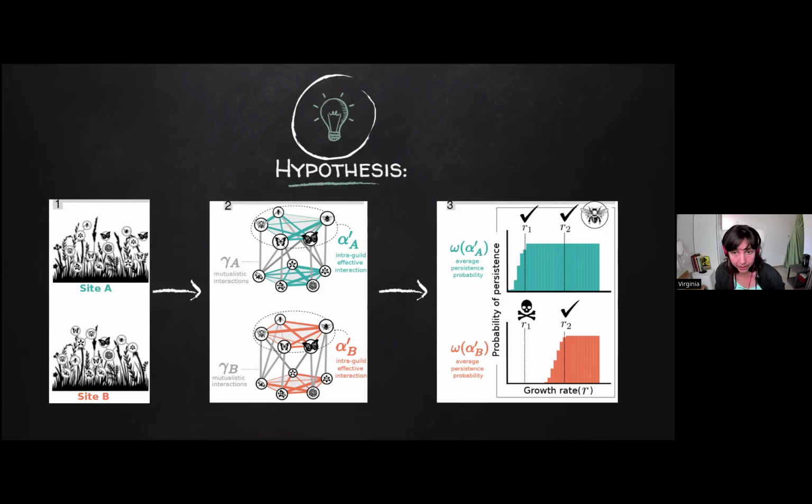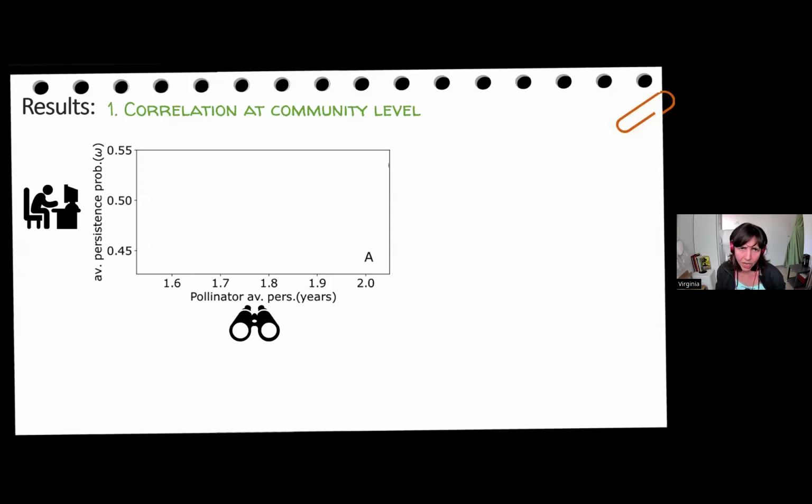That is, at sites where the network has higher structural stability, we expect to see more empirical persistence. To see if that happens, what we did was to correlate the expected persistence provided by the model, represented on the y-axis, with the empirical persistence of the community. That is, how many years on average a species is present in the community.